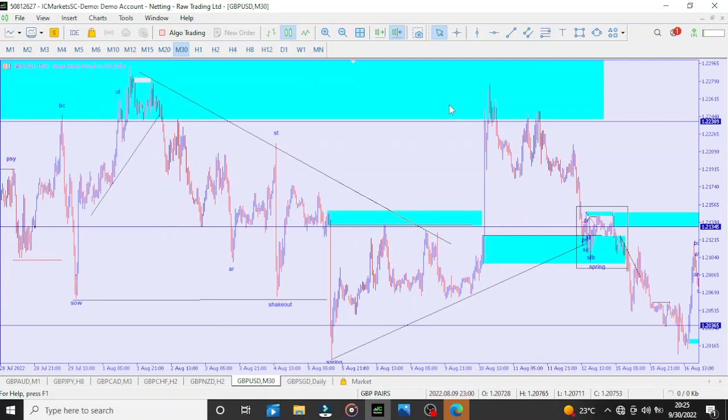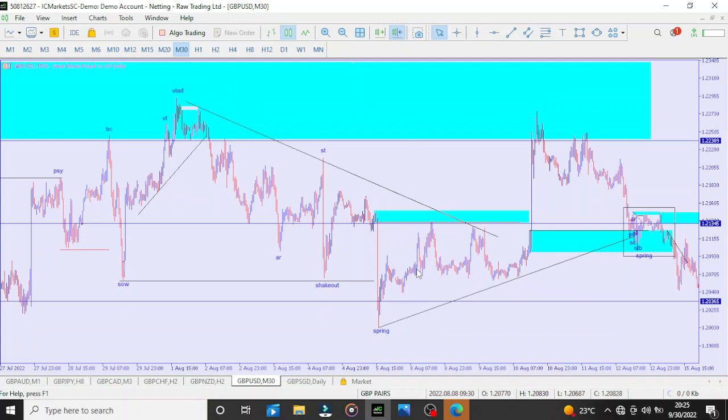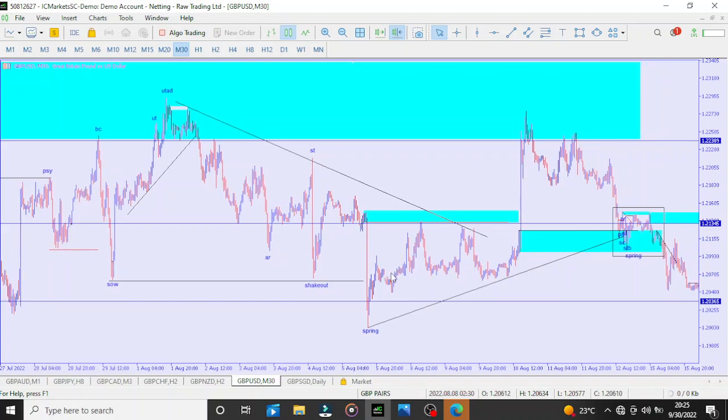Around this area, I saw the price accumulating because after this sign of weakness, you see how the price manipulated this low and immediately went back to our trading range. So I saw in this price action the price reaccumulating and breaking the structure to the upside.